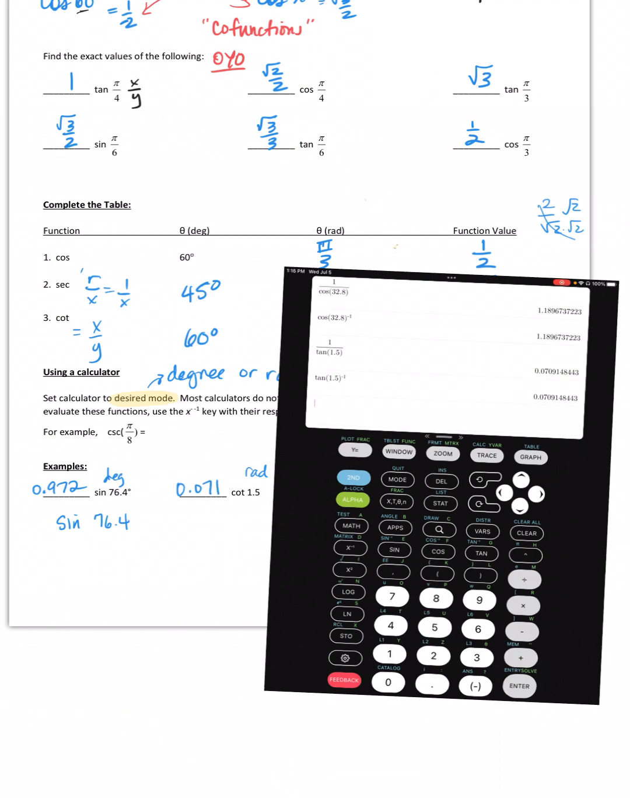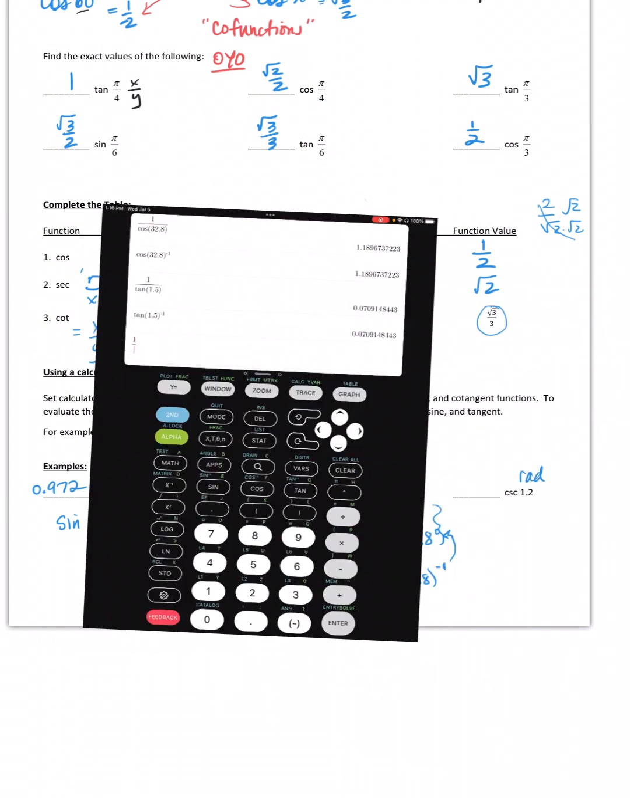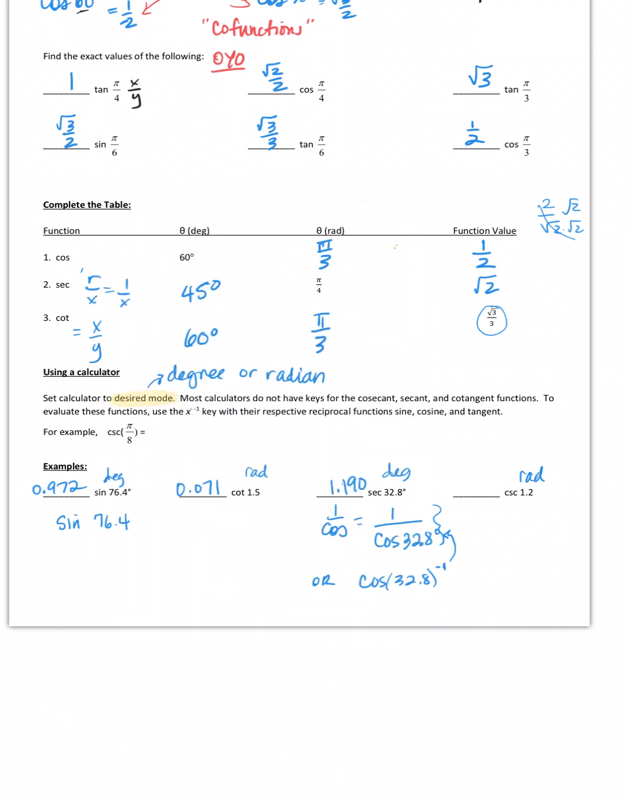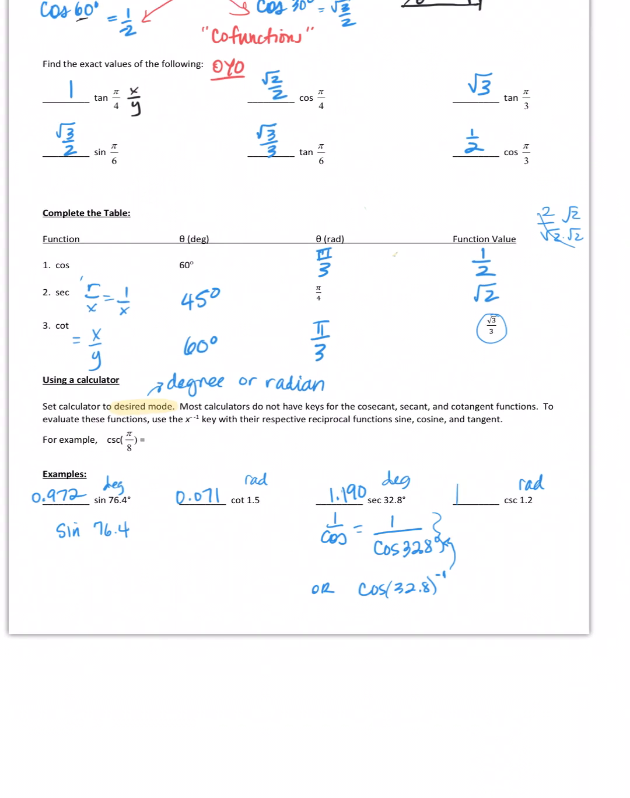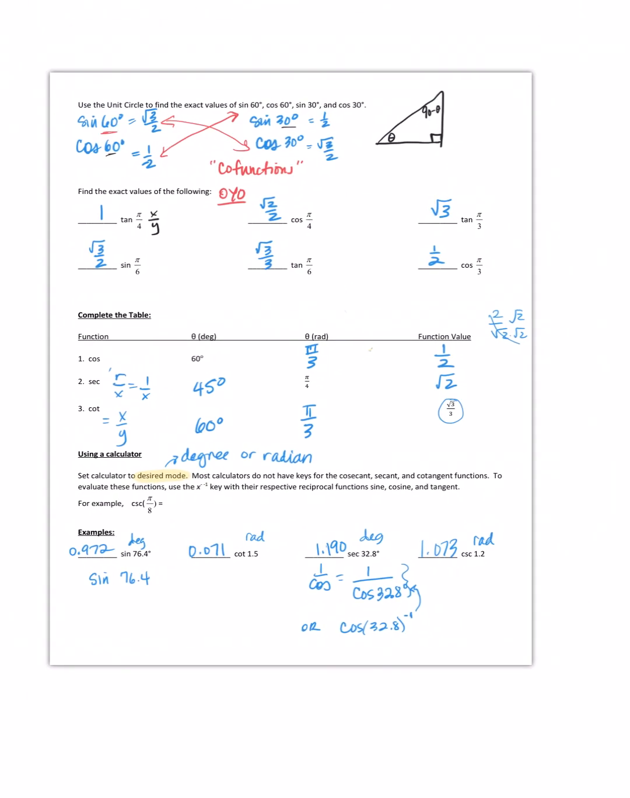Now, if I jump on over and do the cosecant, I have to stop and think. Cosecant is what? The reciprocal of sine. So it's 1 over sine of 1.2. There's that. Or again, I can hit sine 1.2 to the negative 1 power. It's a little faster, and I get that answer. All right, let's write these down on our paper. The radian answer on this one is 1.073.